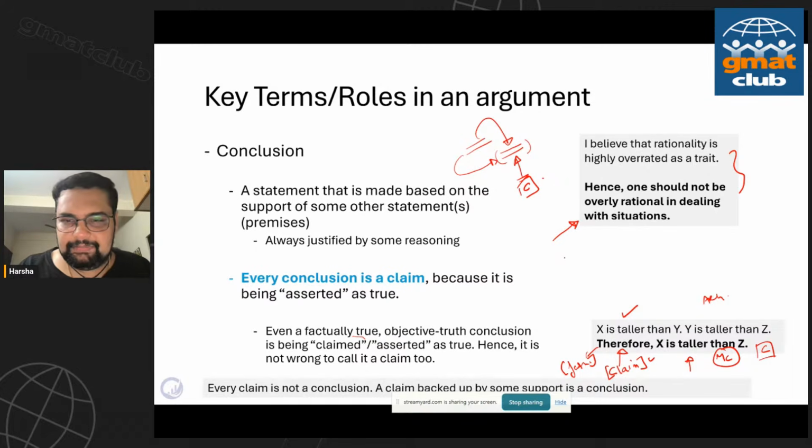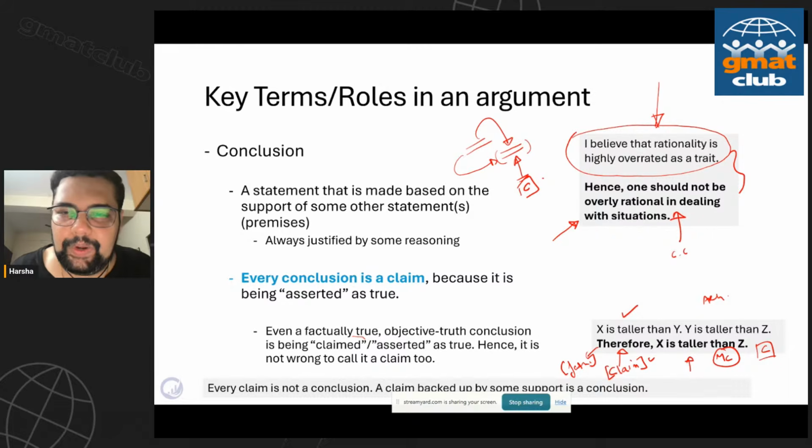One of the key ideas which we need to know is every conclusion is a claim. Every claim is not necessarily a conclusion. So every conclusion by default is a claim. For example, this statement 2, it's a conclusion, but it's also a claim. Every claim need not be a conclusion.